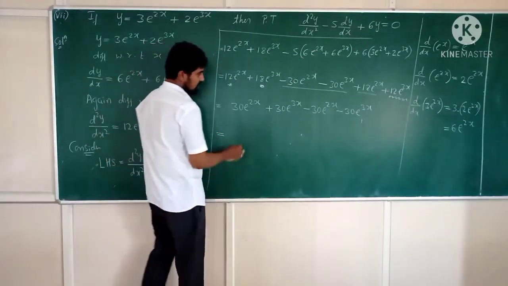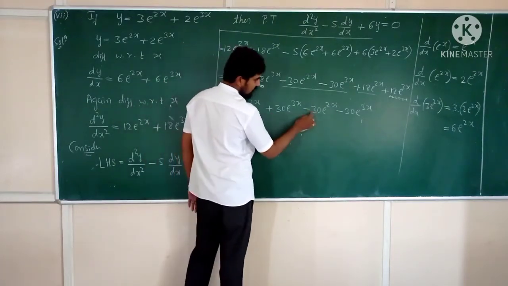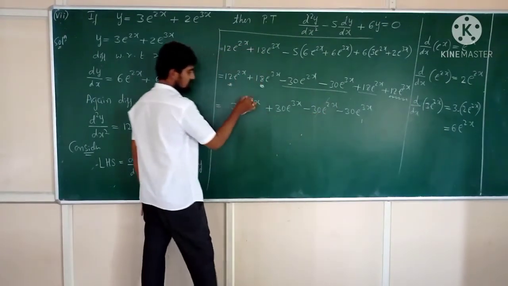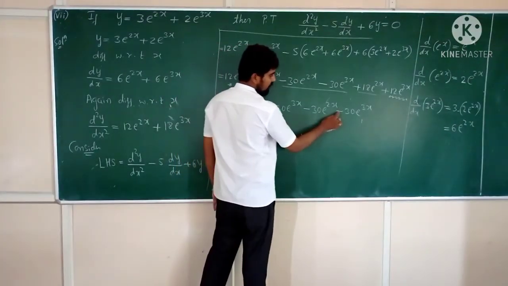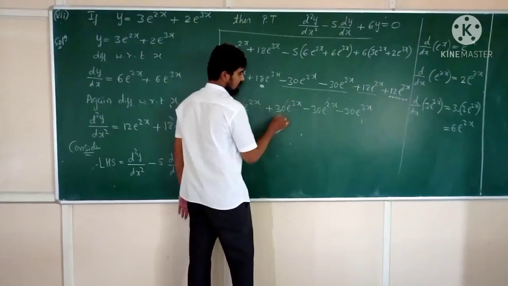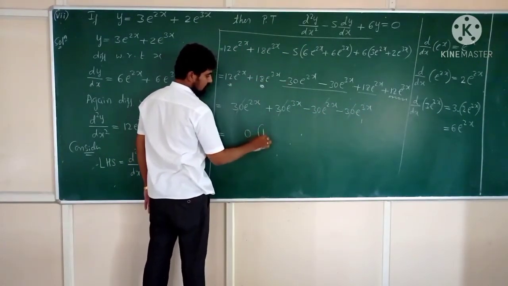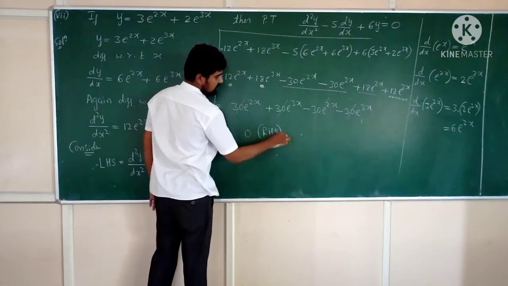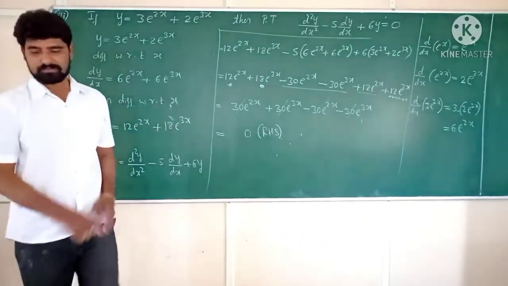Now observe here, plus 30 e power 2x minus 30 e power 2x get cancelled, and plus 30 e power 3x minus 30 e power 3x get cancelled. Therefore it is equal to 0, hence it is equal to RHS. I hope all of you understood. If possible, take a note.